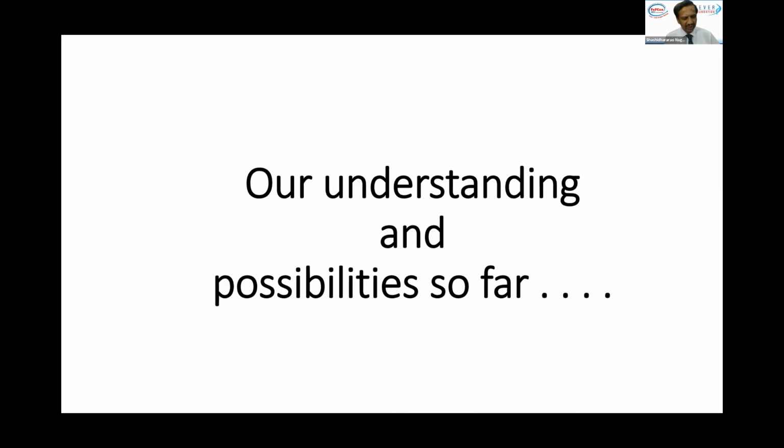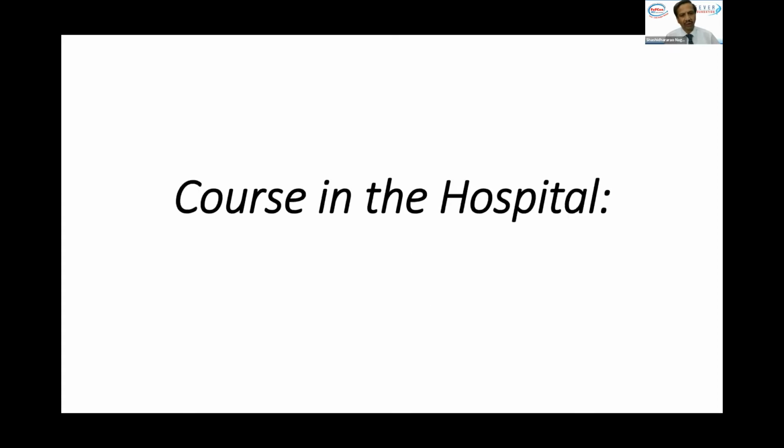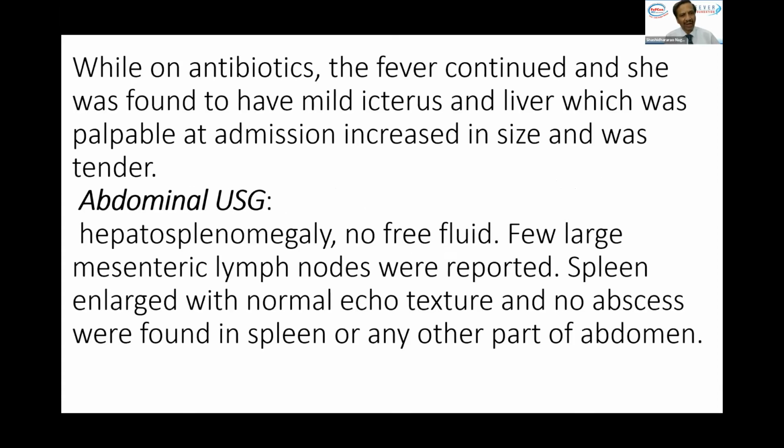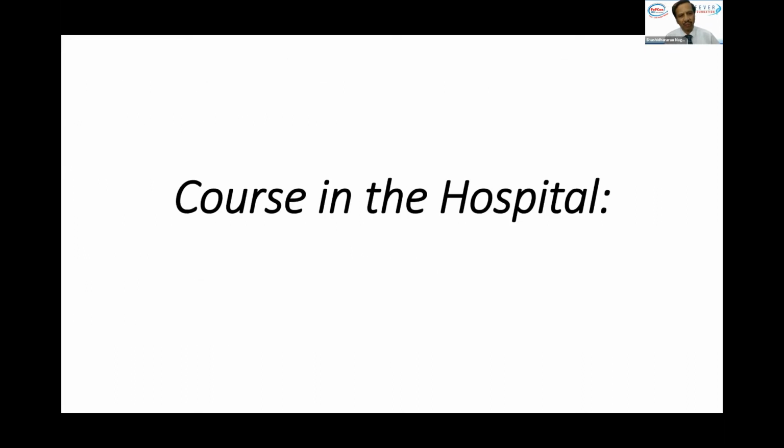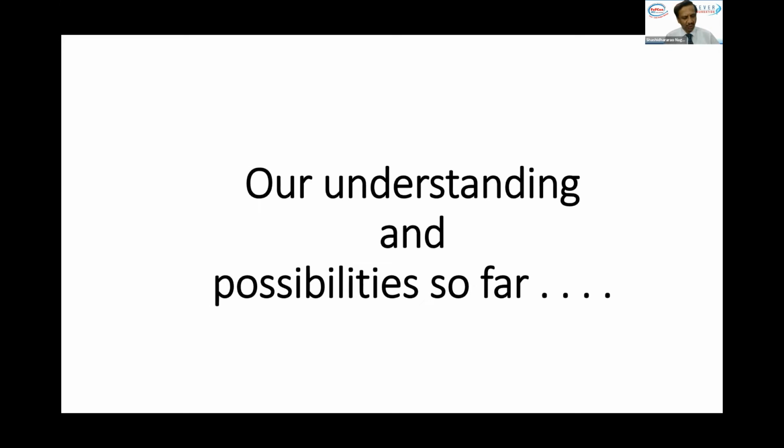Our understandings and possibilities so far. I think I will go to this and come back. While on antibiotics, she was found to have mild icterus, and the liver, which was palpable at admission, increased in size and became tender. And then the abdominal ultrasound said hepatosplenomegaly with a few mesenteric lymph nodes, etc., and normal echotexture. So what is our understanding about this?